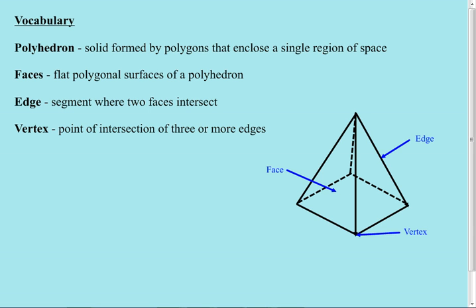Faces are the flat surfaces. So these are faces, the triangles. And these lines here are called the edges. And this point where the edges meet, that's called the vertex.